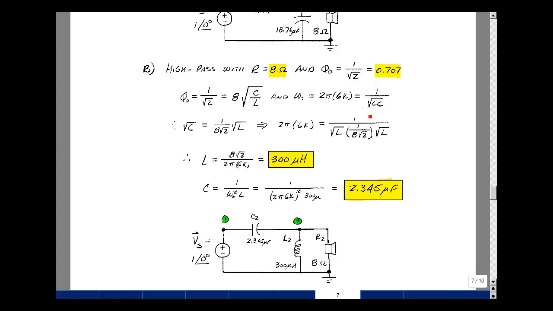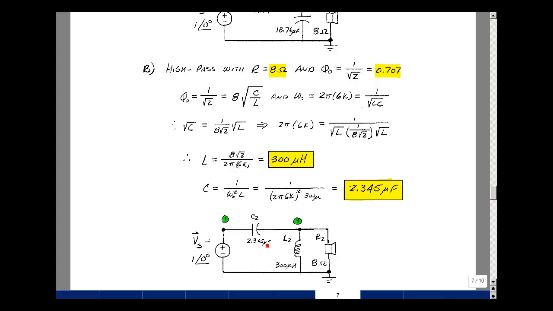And go back to this equation and solve for the value of C by squaring both sides. Get omega naught squared, bring that over here, and bring the C over here. 1 over omega naught squared, and then L. 2 pi times 6k squared times the 300 microhenries, and I get 2.345 microfarads.